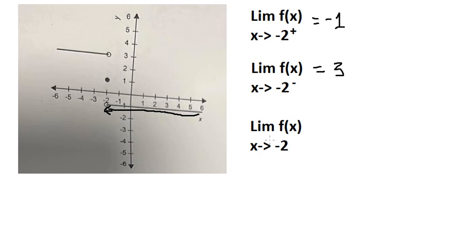Now they want to find the limit of the function when x approaches negative 2. If we look carefully, the limit on the right is not equal to the limit on the left. So the values are different. So we can say this one does not exist, because the limit on the left is not equal to the limit on the right. So that should be D and E.